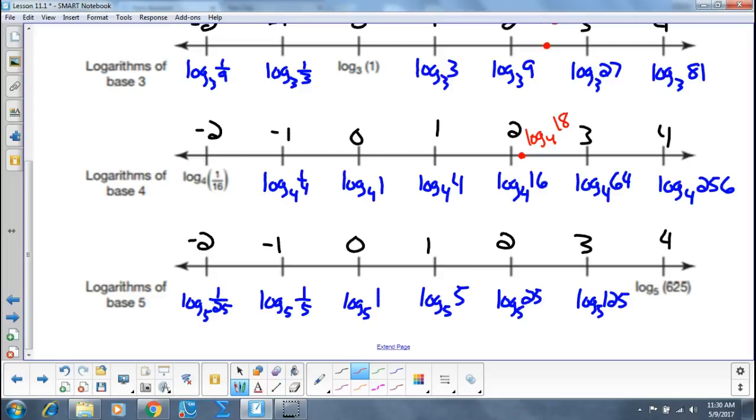Okay? What about log base 5 of 18? Between 2 and 3? 1 and 2. Oh no, 1, 2. Between 1 and 2, closer to 1 or closer to 2? Just a little closer to 2. Little closer to 2, so not as tight this time?